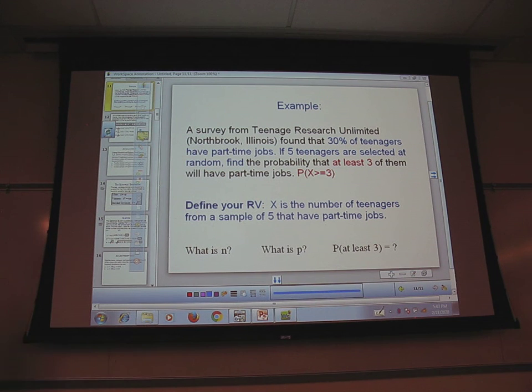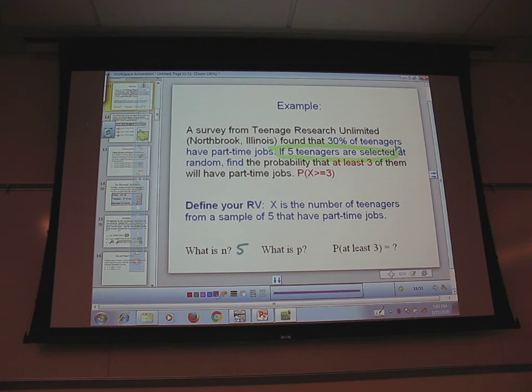All right, so what's my N? What's N stand for again? Sample size. How many people did I choose? 5. Great. 5 are selected, so that's my N. What's my P? 3.